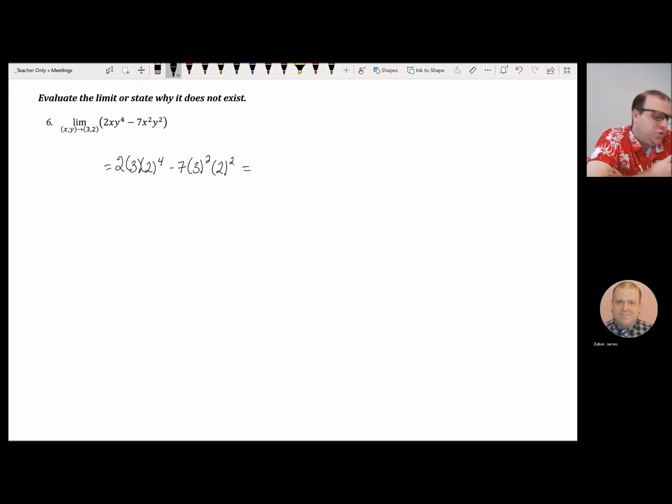Two to the fifth, 32. 32 times 3 is 96. Nine times 4, 36. 36 times 7. 7 times 30 is 210. 7 times 6 is 42, so 252. And then 96 minus 252, negative 156.